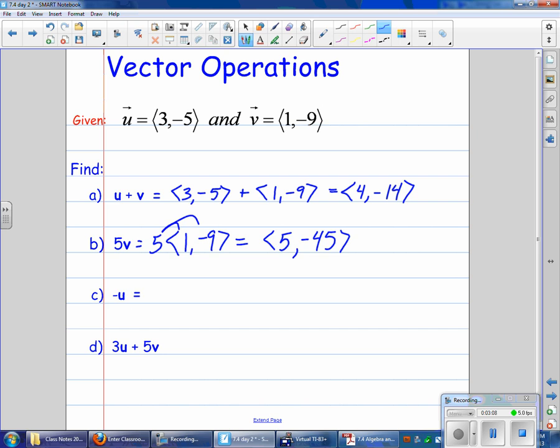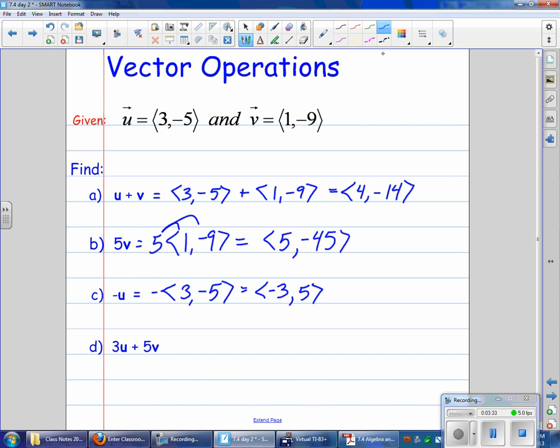Opposite vectors. Okay, so for the opposite of u, basically what we're going to do is distribute a negative, or distribute the -1, through vector u, which again should just face the vector in the opposite direction. So we'll distribute a negative throughout this vector. It's going to switch the sign of each component. So the opposite of <3, -5> is going to be <-3, 5>.